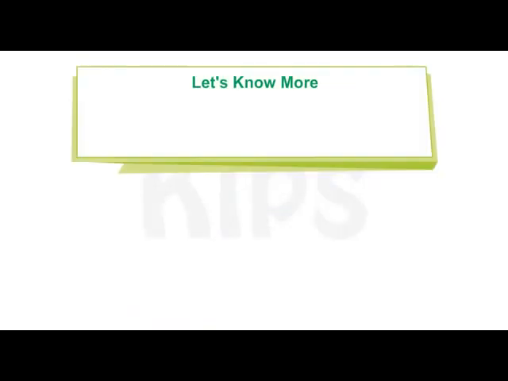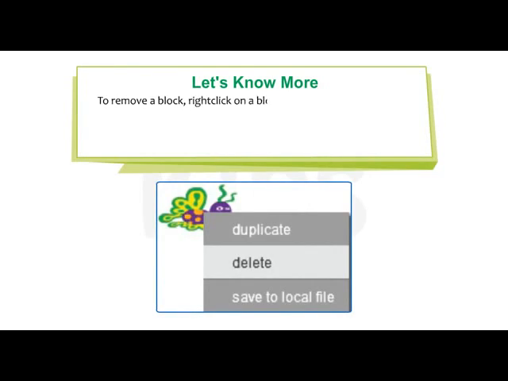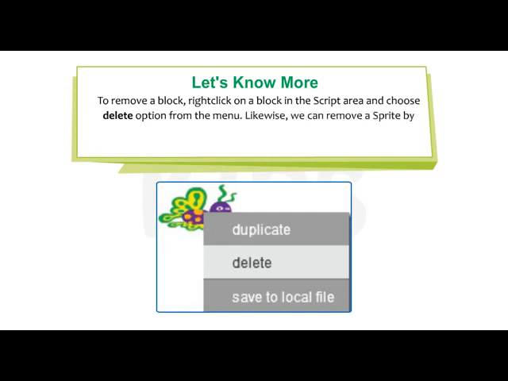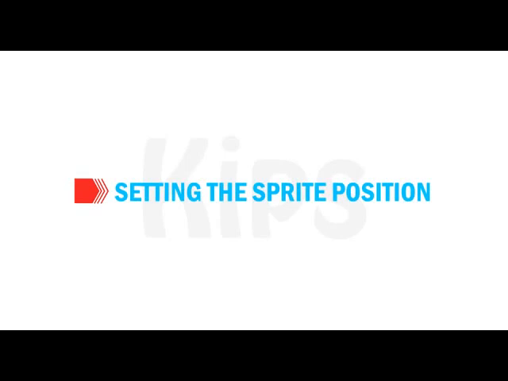Another point to note is that to remove a block, right-click on the block in the script area and choose the Delete option from the menu. Likewise, we can remove a sprite by right-clicking on a sprite on the stage and selecting the Delete option from the list. Let us learn how to set Sprite Position now.